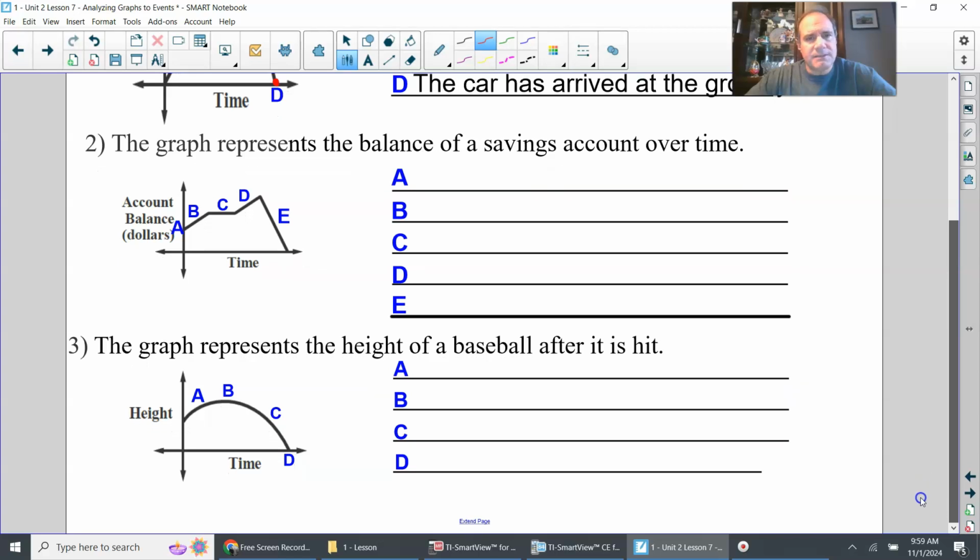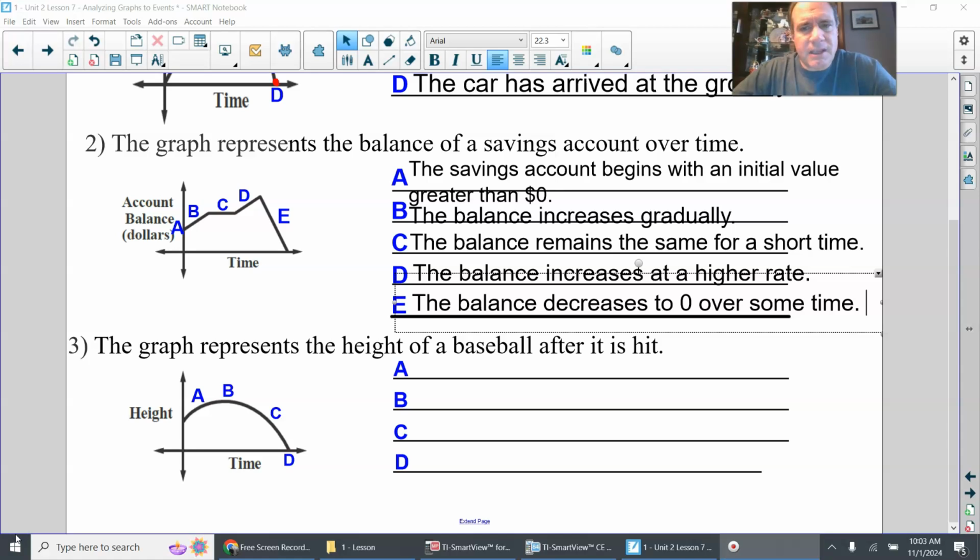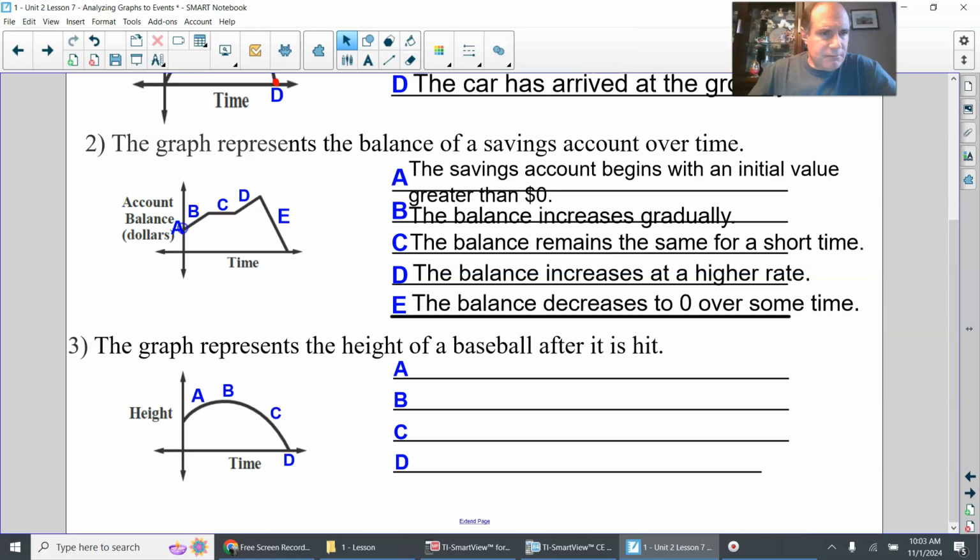The graph represents the balance of a savings account over time. So here it is. The savings account begins with an initial value. The initial value is right here. And you can see it right there with A. That's the initial value. B, it increases over time, gradually. Then it's basically at C right there. And you could see it remains the same in that time. D, it increases at a higher rate.